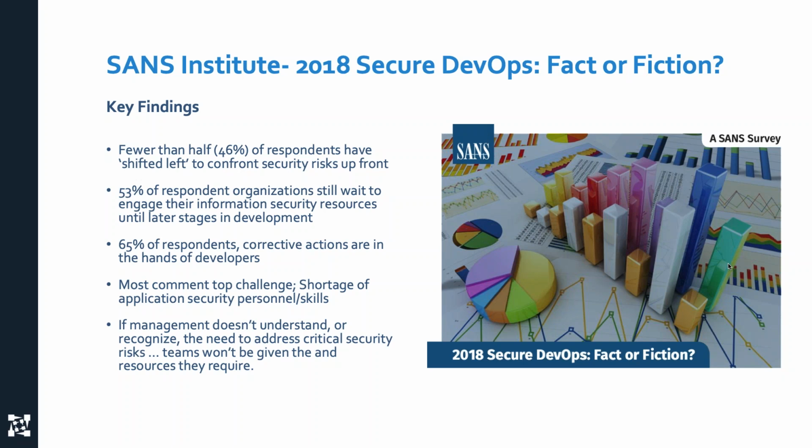But there's a last missing piece that really resonated with me, which is the piece of visibility. If the management doesn't understand or recognize the need to address security risks, the team won't be given the support and resources they require. These are actually all direct quotes from the report. So the point here is, if you don't have visibility and if you don't have it early, you're going to be stuck perpetually in this problem of firefighting the development process.